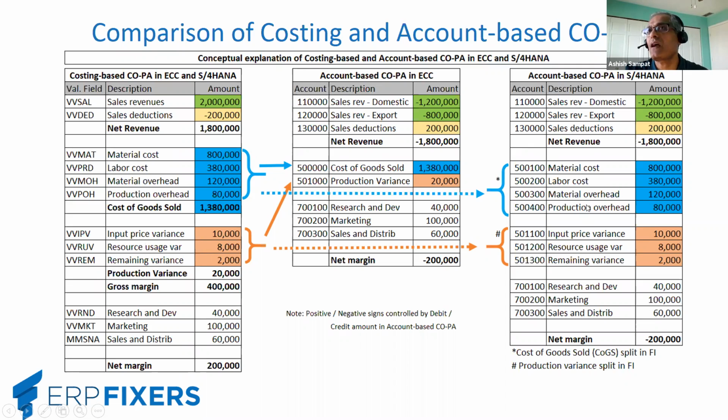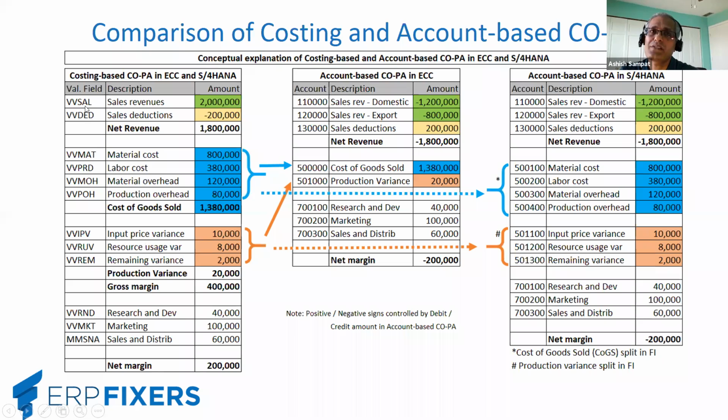But now let's look at the extreme right box. We discussed that account-based COPA now supports breakdown of cost of goods sold in FI, which means that the 1.38 million detail of cost of goods sold is available in FI, in account-based COPA. And same way, the breakdown of the variances of those 20,000 is available in account-based COPA, in FI as well. So what this basically means is that all the features that we had in costing-based COPA are available in account-based, at least from these two main features' point of view. Plus, you do have the detail of the sales breakdown. You don't have to summarize it like how it was done here.